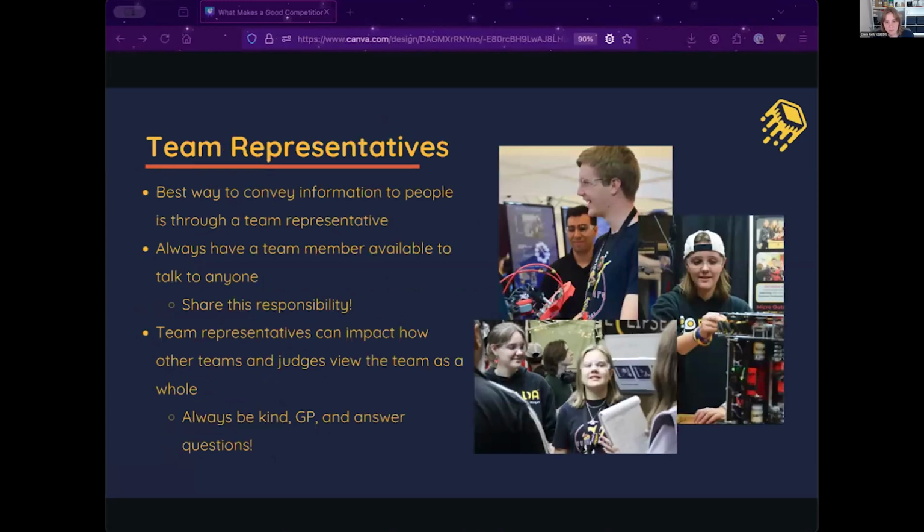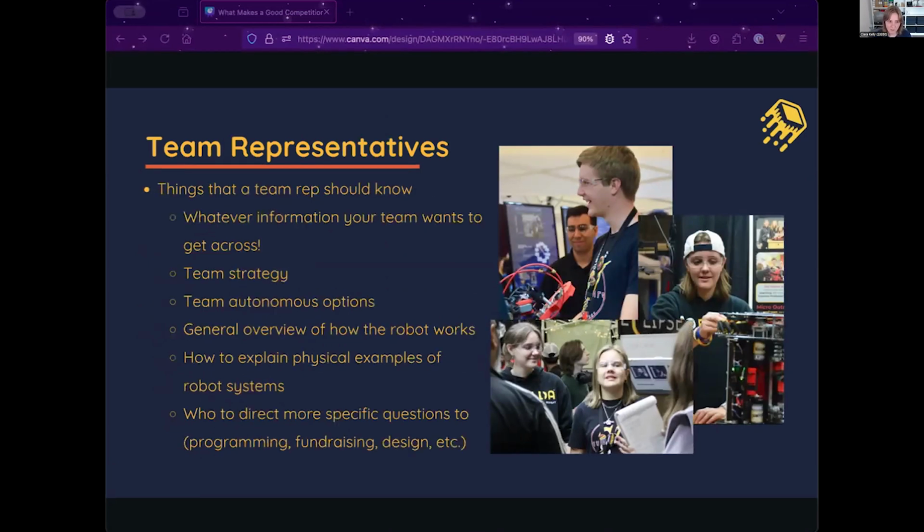So then team representatives are a really big part of the information part of your pit. Team representatives help make connections with the teams and the judges. Your team representative's attitude towards the conversation really impacts how judges and other teams see your team as a whole. So BGP: be kind, answer a bunch of questions.